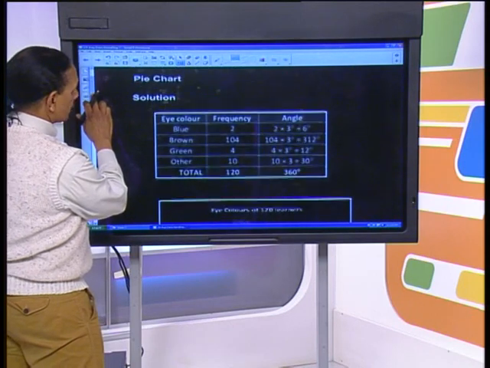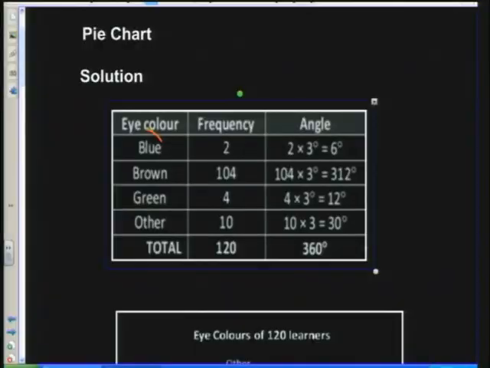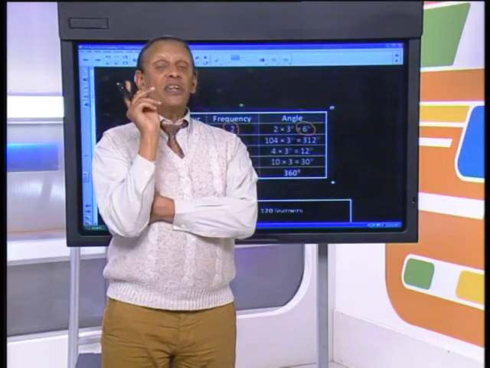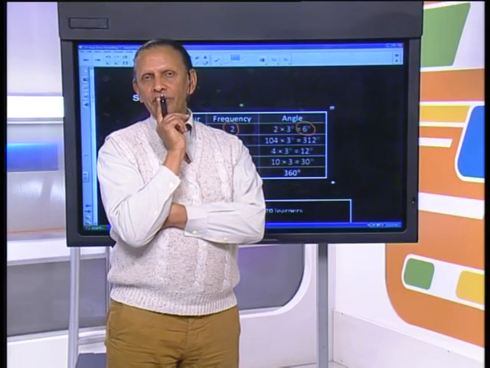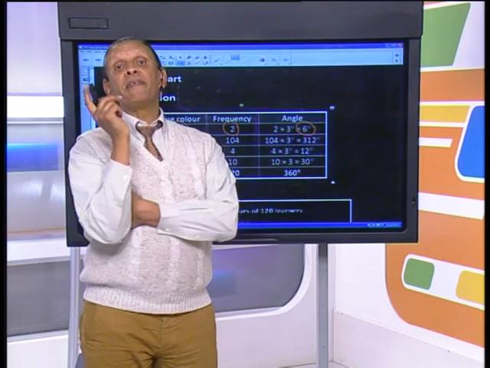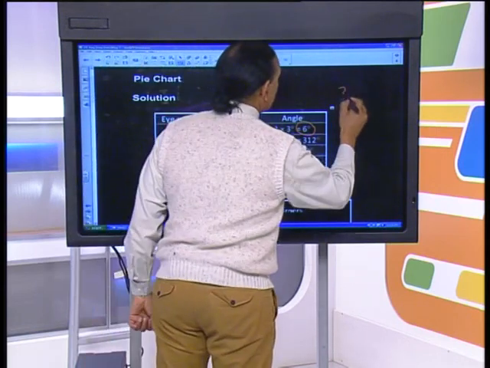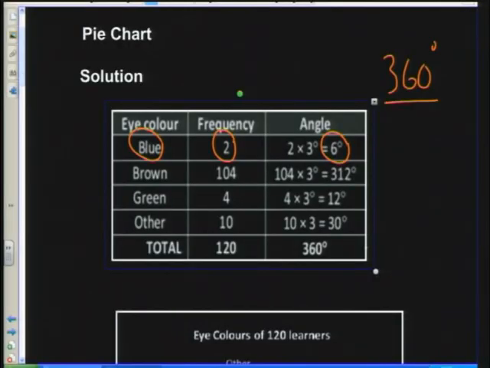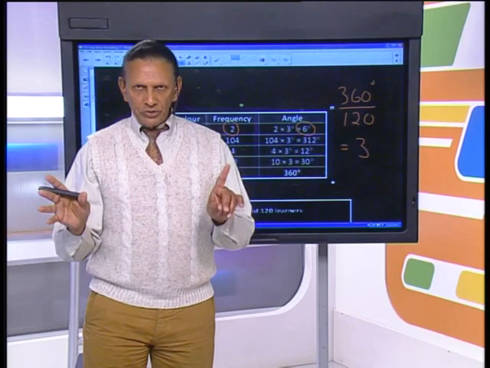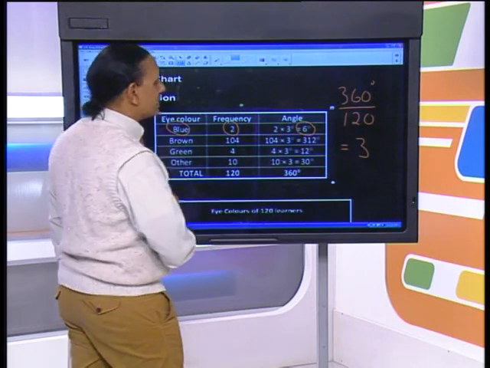All right, let's look at the solution. I need to take you through this. If you look at blue, then there's a frequency of 2 out of the 120. So therefore, it is 2 times 3, which is 6 degrees. Is it not clear where the 3 is coming from, guys? Where is the 3? It is 360 divided by 120. Yes, you're right. It is 360 divided by the 120, which is 3. You see? So therefore, 3 times 2 is 6.